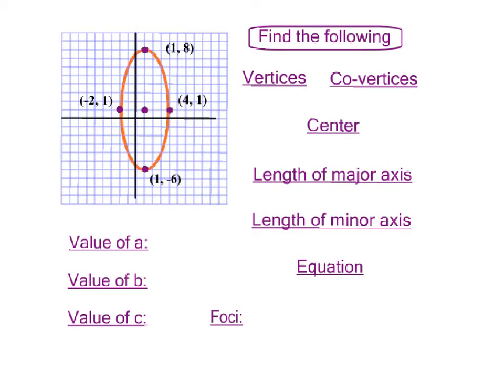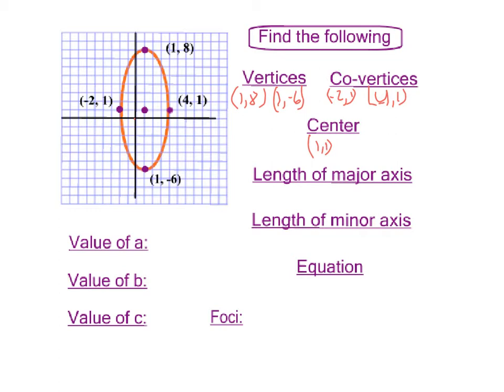So at this point, really what we need is some example that's not at the center, just so we can see how everything looks without that. So the vertices in this case are going to be 1, 8 and 1, -6 because they are the larger of the radii. So it's 1, 8 and 1, -6. Co-vertices are -2, 1, and 4, 1. The center, you just have to count it out. It's just, from the origin, right one, up one, so 1, 1.